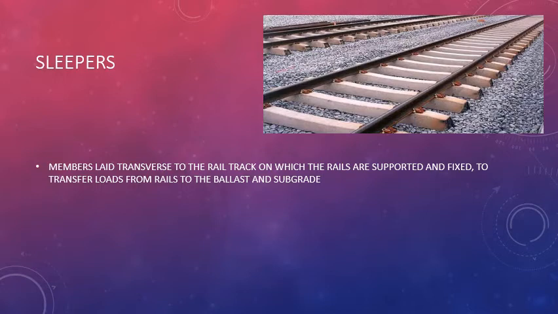So generally, sleepers are the members laid transverse to the rail track on which the rails are supported and fixed to transfer the load from the rails to the ballast and the subgrade. So it will act as an intermediate between the rail and the ballast. So we have to transfer the loads. Then only we can ensure the safe movement or smooth movement of the train. So the load is carried by the sleepers and it is then transferred to the ballast and then to the formation level.